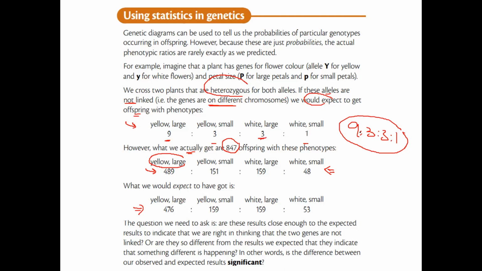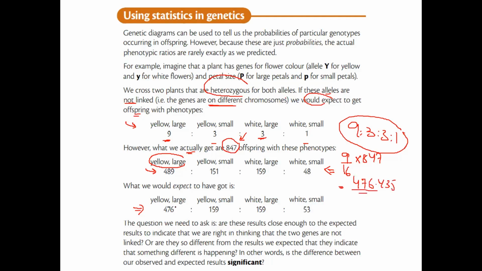Okay, you have yellow large is 9 out of 16, because if you take the sum of the ratio, 9 + 3 + 3 + 1 gives you 16. So if we try 9 divided by 16, because we are looking for yellow large right now, so 9 divided by 16 times 847. 847 because we had 847 offspring, and if you work out this value, let me try that as well. Right, so you're getting 476.435. So we'll use the whole number here.